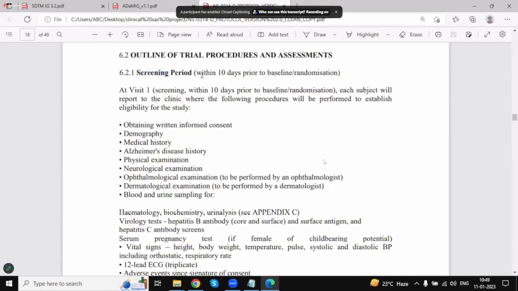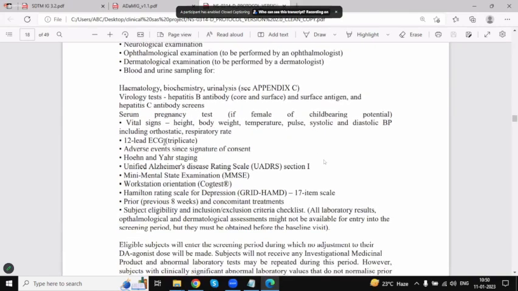See, they are still in the screening, which has to be done within the 10 days. Within the 10 days, all this information you have to collect from the subject: demographic information, medical history, physical examination tests, neurological examination tests. Again, ECG details, vital signs, different tests they will do.